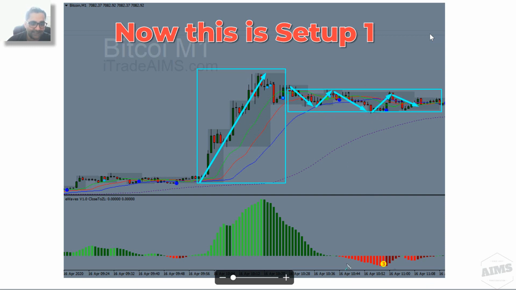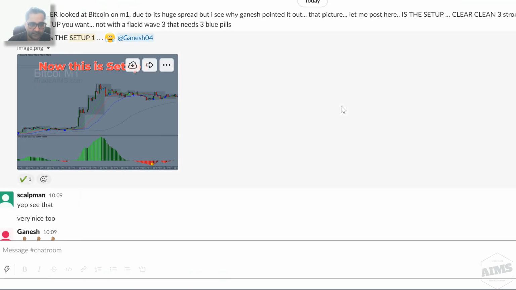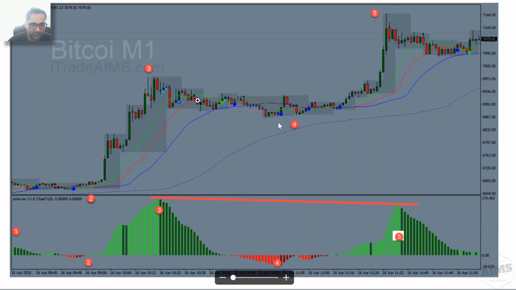That, my friend, is the setup 1 which breaks out here. And now let's check the next picture where it actually does. And this is what it is. So you can see I marked the picture with this would be a 1 and 2. Not interested in whether it's a 1 or 2. What we're interested in is that we have a strong 3.